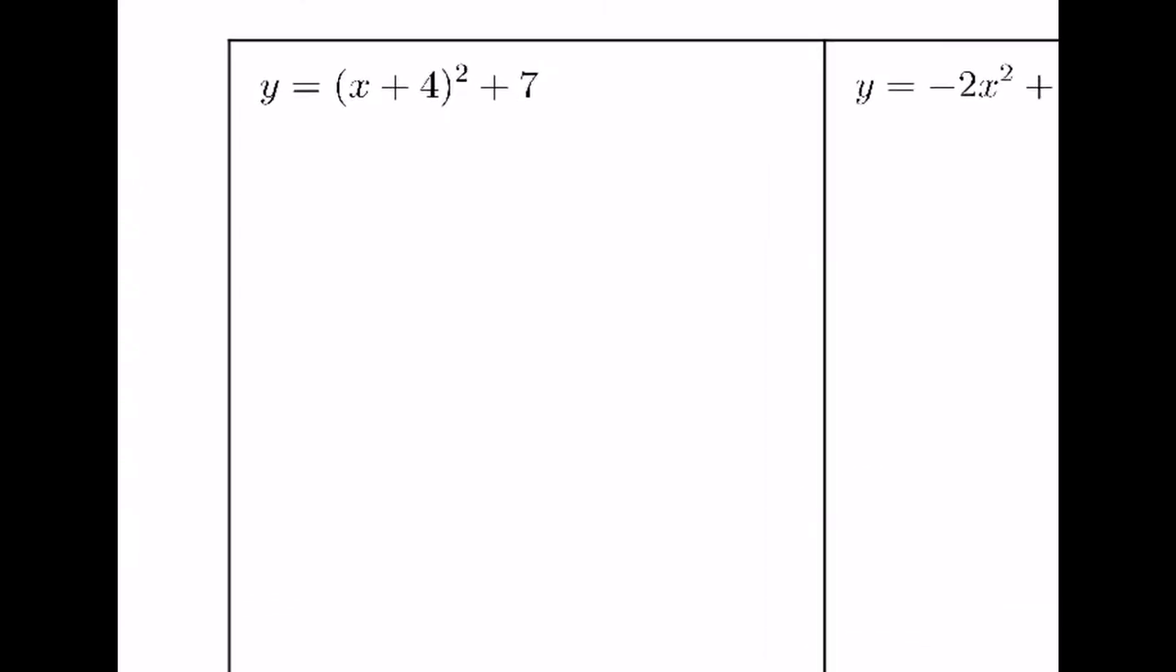Today's review is for PC6 about finding vertices. The first type of quadratic we look at is the one in Vertex Form. We can recognize this because it has one set of parentheses.